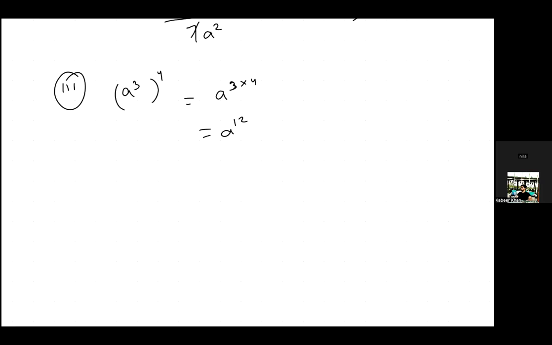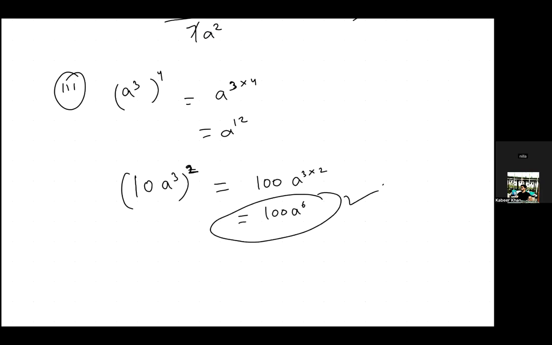Now let's say you have a coefficient inside, like the same example type with a coefficient that I have given you inside, and then this is the given thing to you. So in that case, you will apply the square to both the things, Nila. Firstly, you do it for 10, so 10 squared is 100, and for a it would be 3 times 2, which is 100 a to the power 6.